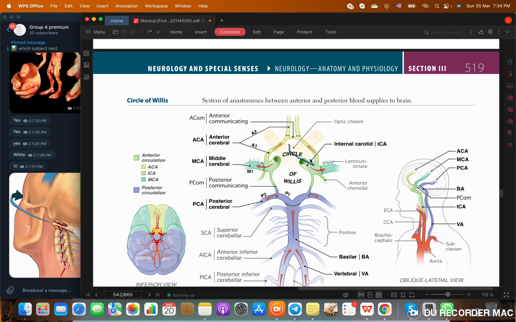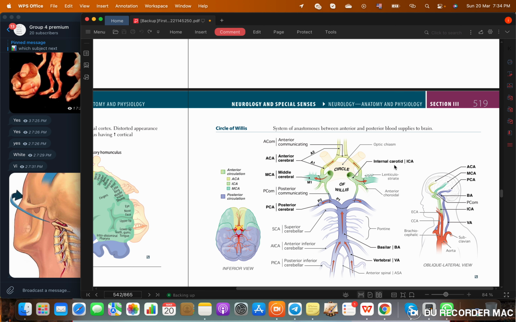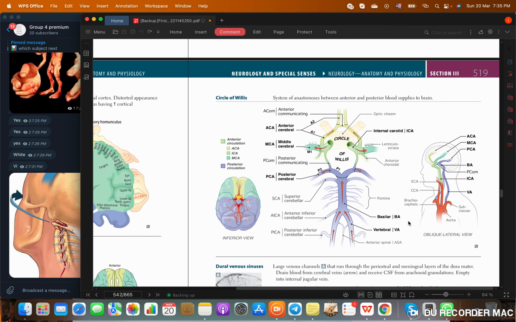So the internal carotid is coming like this. It helps us make the MCAs, right? And the ACAs. And between the ACAs, there is another communication. However, there is something called the Lenticulostriate Artery, which is this guy. The Lenticulostriate Artery supplies deep brain structures. Deep brain structures include the basal ganglia. Okay, so the basal ganglia are supplied by the Lenticulostriate Artery.